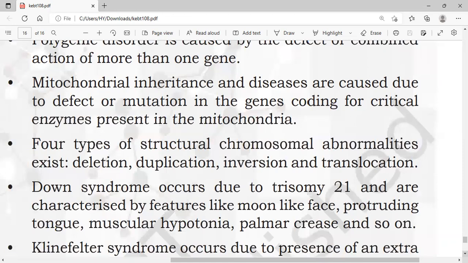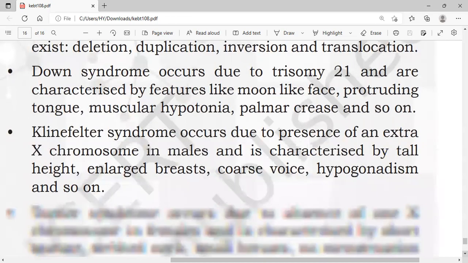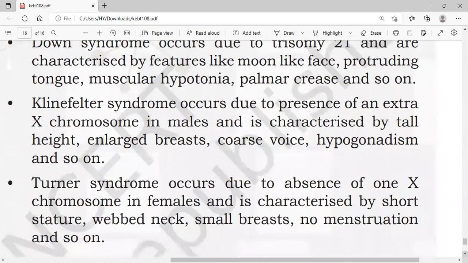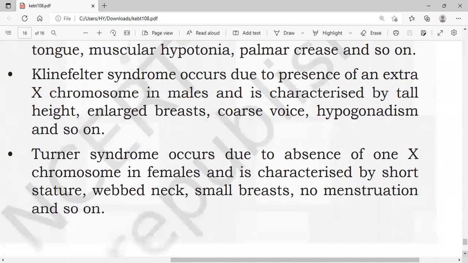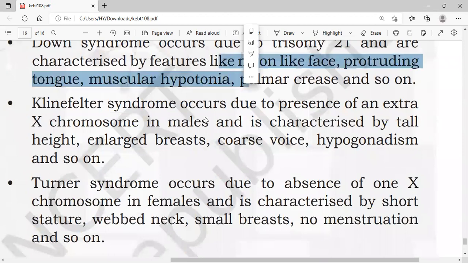4 types of structural chromosomal abnormality exist: deletion, duplication, inversion, translocation. Down syndrome occurs due to trisomy 21 and is characterized by features, क्या क्या symptoms होते हैं इसके डाउन सिंड्रोम के? Moon-like face, protruding tongue, muscular hypotonia, palmar creases and so on.